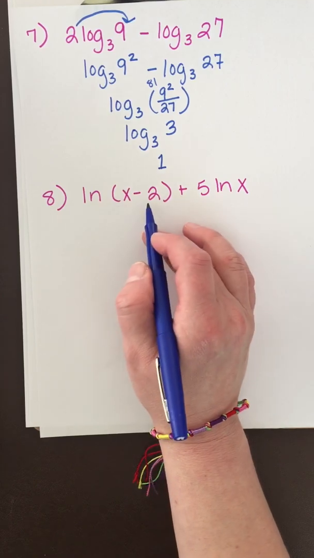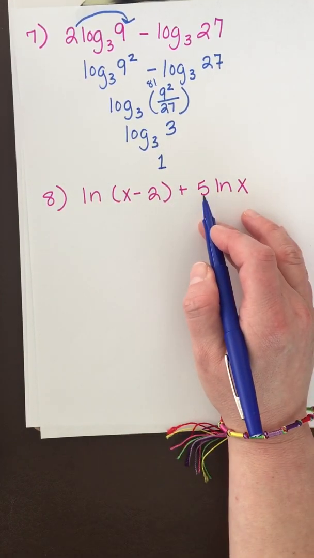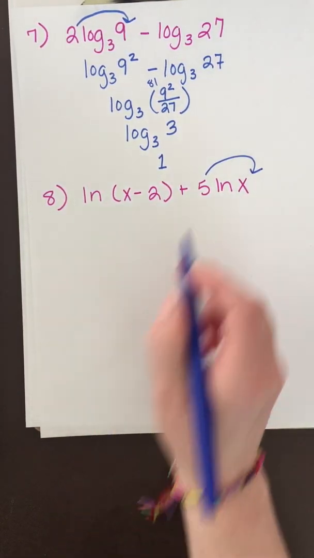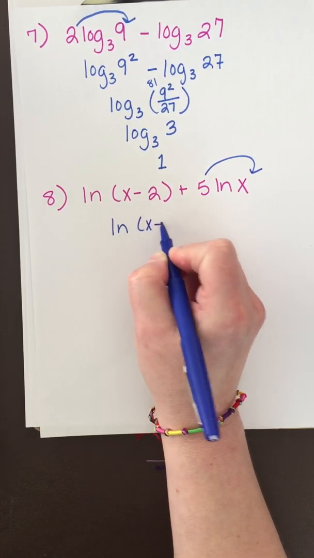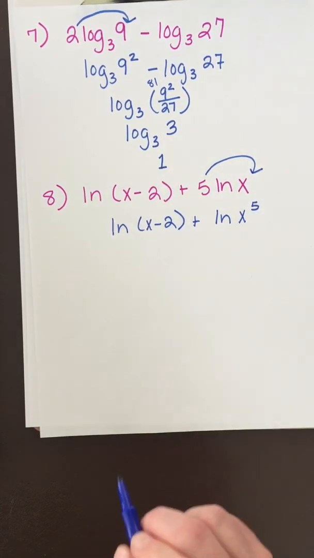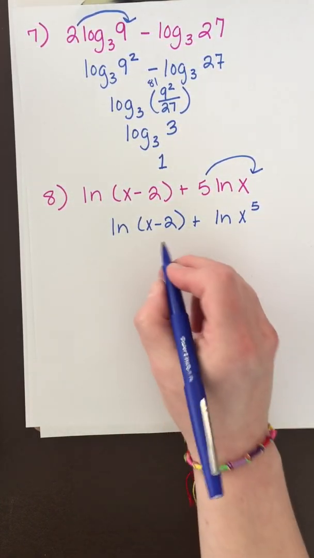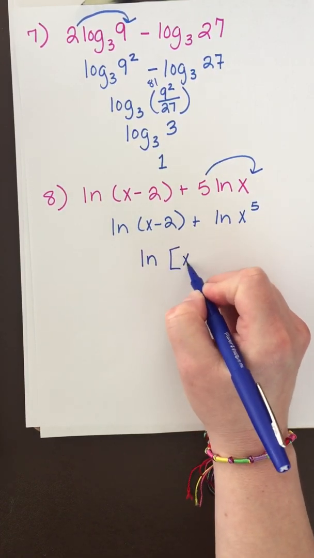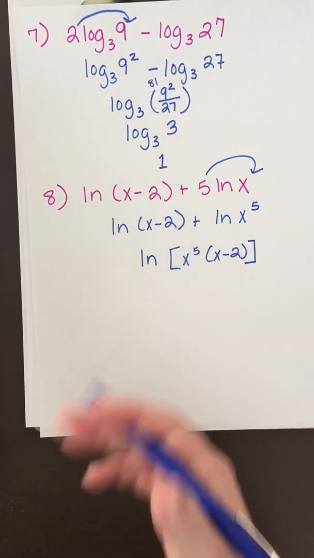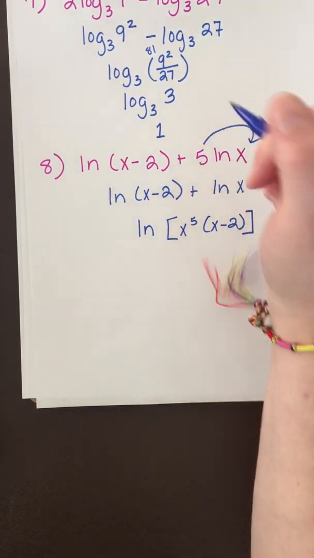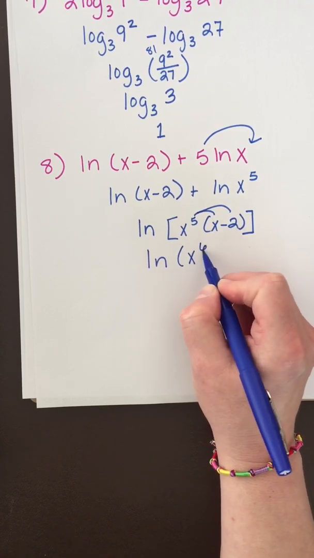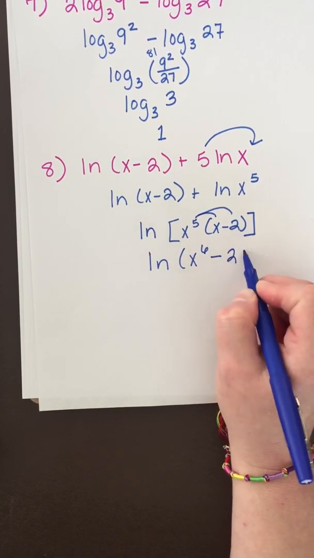We have the natural log of x minus 2 plus 5 times the natural log of x. All right, we got to take care of that coefficient. Going to move that up there. So we'll have the natural log of x minus 2 plus the natural log of x to the 5th. So you need to multiply these or change it to a product. So that's the natural log of x to the 5th times x minus 2. You could leave that like that, or if you just felt you wanted to continue, I could distribute, and that could be the natural log of x to the 6th minus 2x to the 5th.